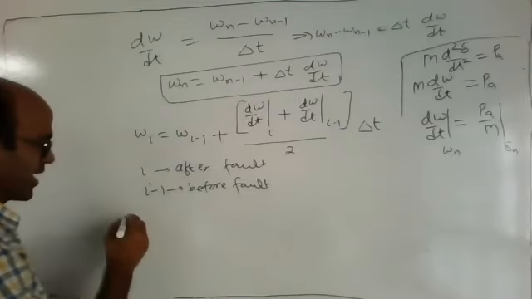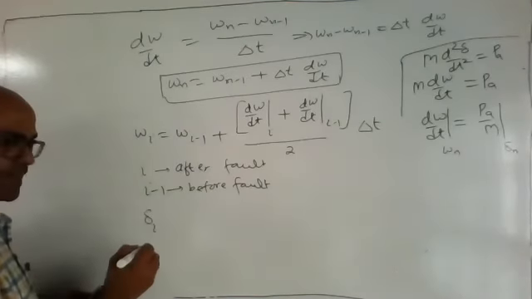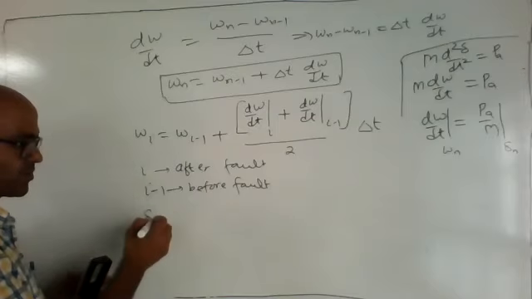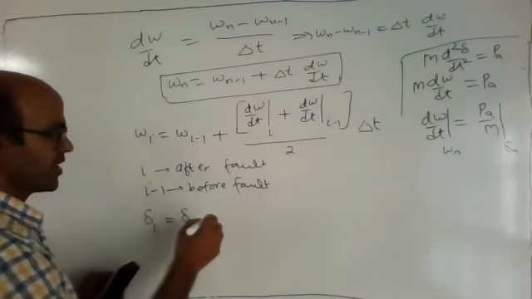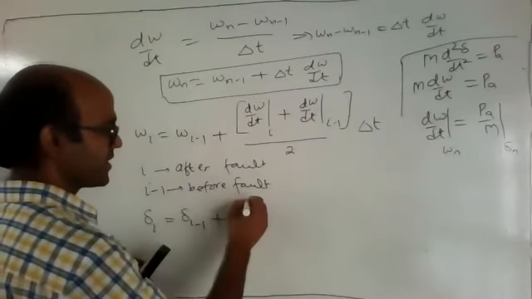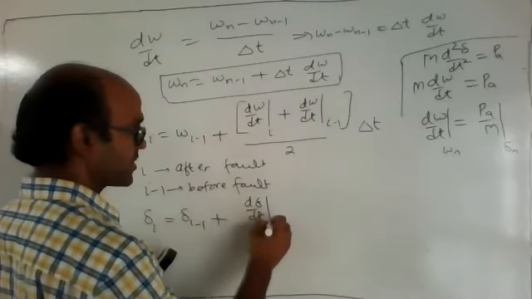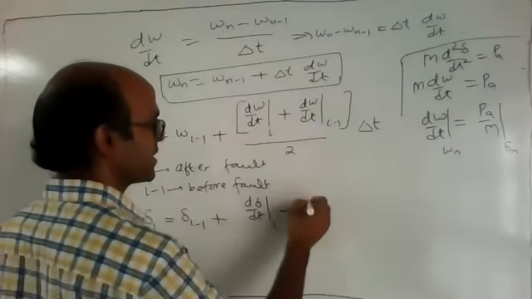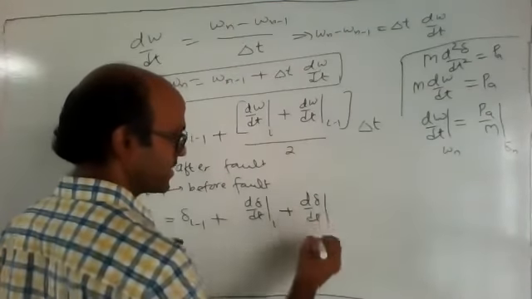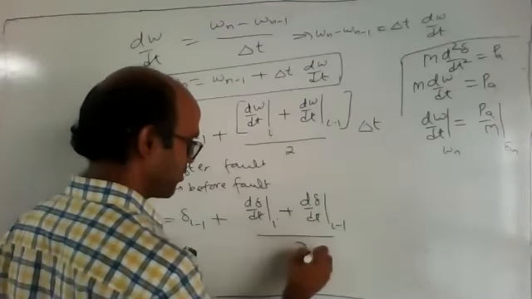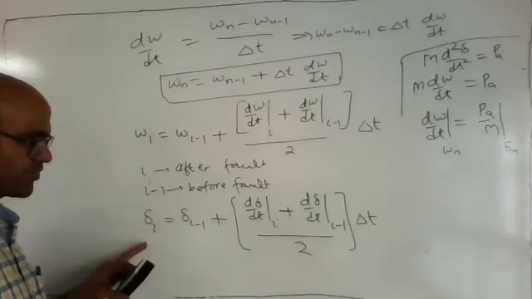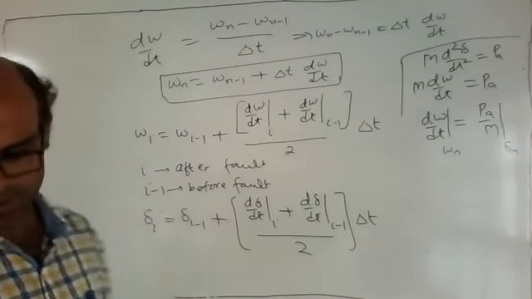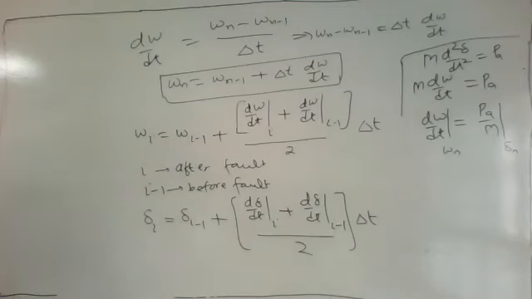Similarly, you can write delta i in place of n. I is just the position. So delta i equals delta i minus 1 before fault, plus the average of d delta over dt after fault and d delta over dt before fault, divided by 2, into delta t. In that way you can find delta i as well as angular speed. This process is continued.